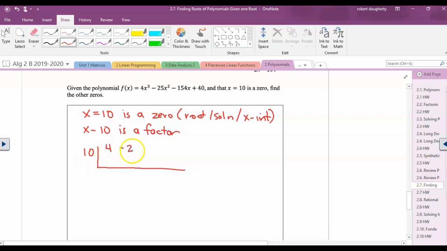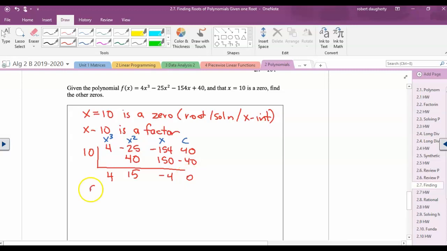4, -25, -154, and 40. Okay, this should correspond to my x cubed, my x squared, my x, and my constant, and it does. So you bring the 4 down. 4 times 10 is 40. Subtract that and you get 15. 10 times 15 is 150. And that leaves you with what? A -4. 10 times -4 is -40, which leaves you with a 0. So that means that x minus 10 is a factor.